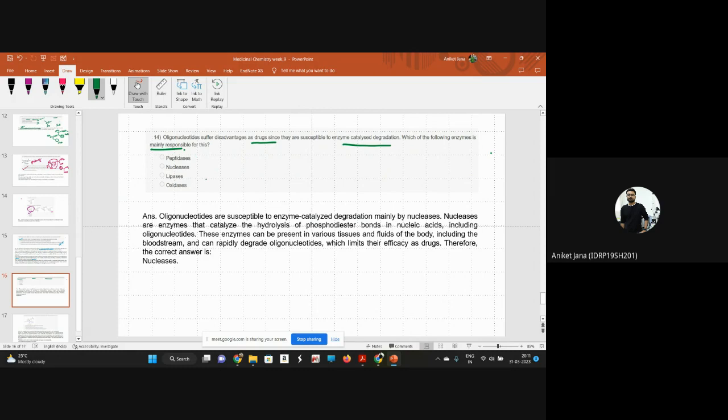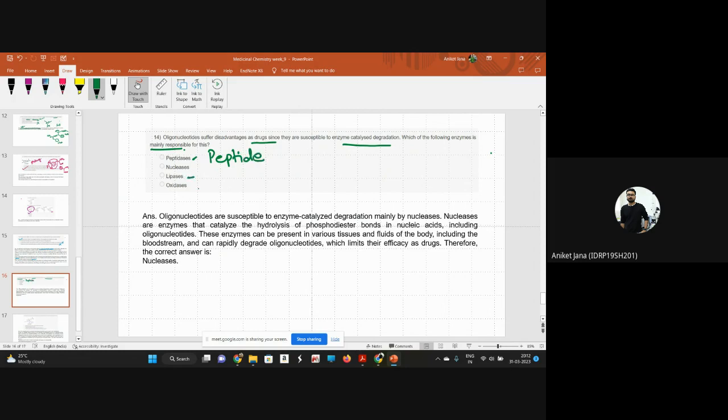From the name itself, what can we conclude that it is specific for the reaction on what kind of compound? Peptidases? No, I am asking what kind of substrate peptidases are specific for. Like protease acts on proteins. So peptidases means peptide bond. Peptide bond. Yes.